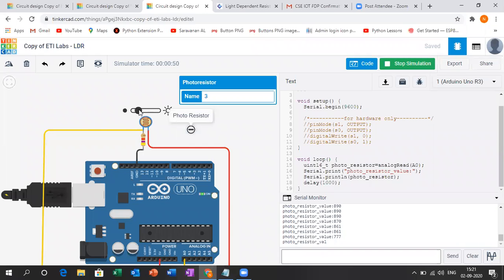This circuit is for controlling the light in a room, where dark means in the dark room, and when we don't need to turn on the bulb.